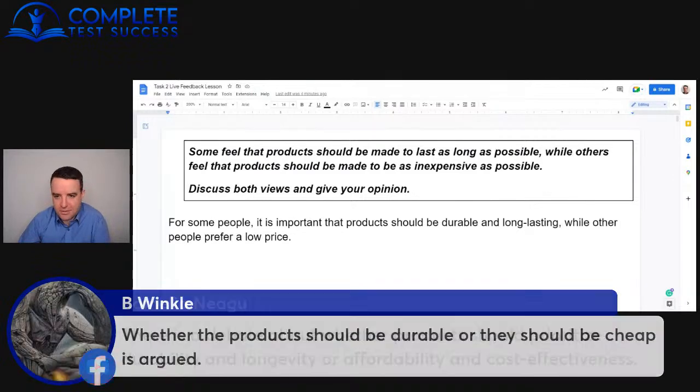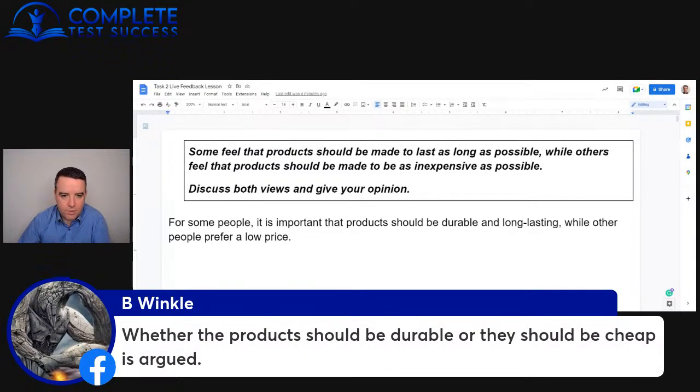Very strong paraphrase. Whether the product should be durable or they should be cheap is argued. Not really. You're not really describing what the question says. No. So you're going to have to show that it's two groups of people that have different opinions. That's important.